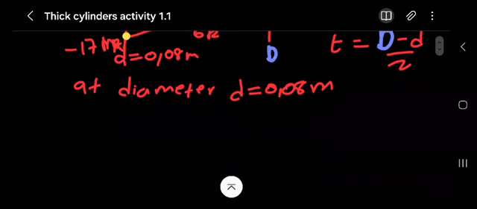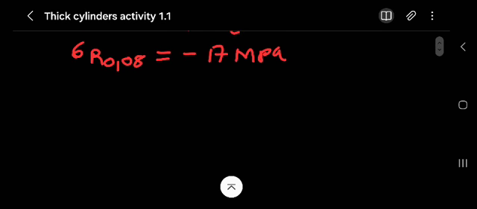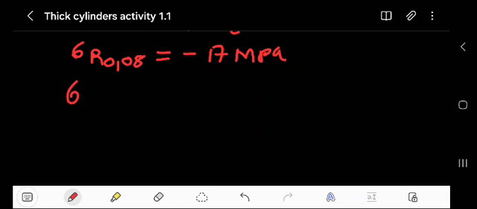We know that the radial stress there, you can even write this diameter at the bottom of this radial stress like this, will be negative 17 megapascal. We know this. Now, the radial stress is given by this formula: A minus B over D squared.